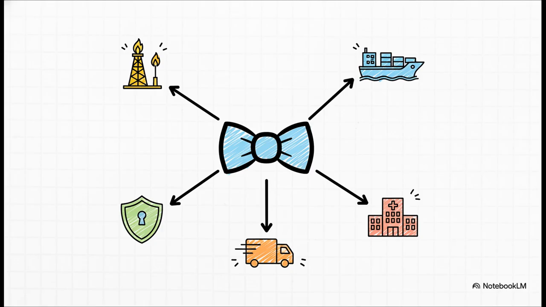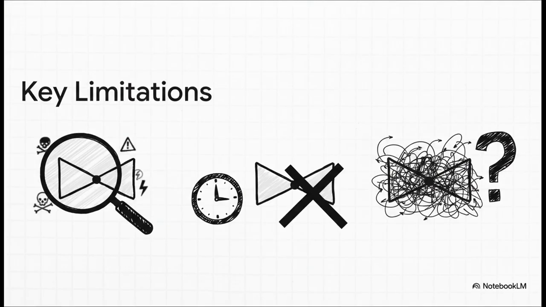It got its start in petrochemicals, but now you see it everywhere. Maritime transport uses it to prevent collisions, cybersecurity teams use it to map out potential attack paths, hospitals use it to improve patient safety. Heck, it's even being used to manage risks in food delivery supply chains. It's amazing. But it is so crucial to acknowledge its blind spots.